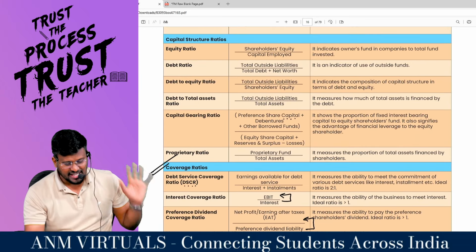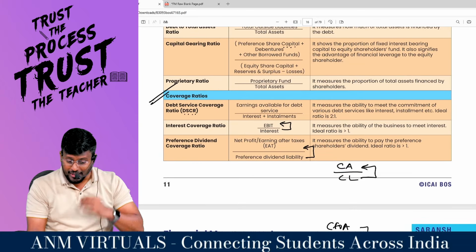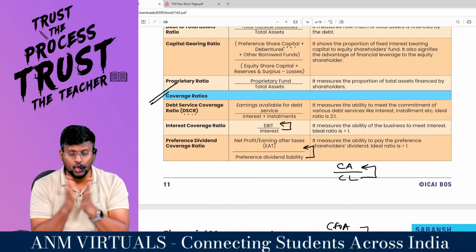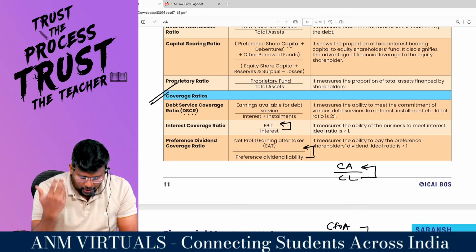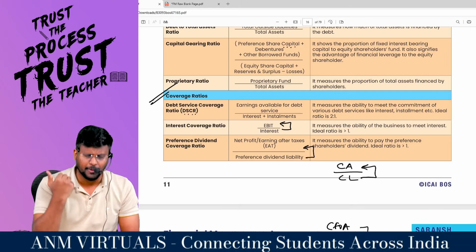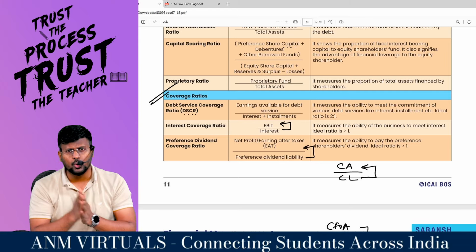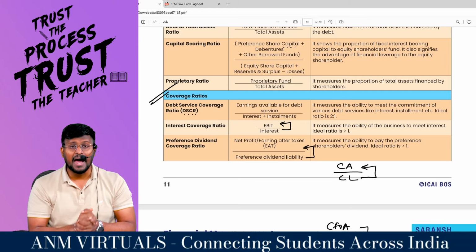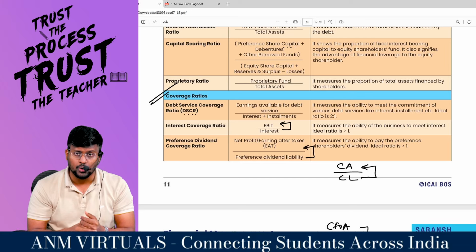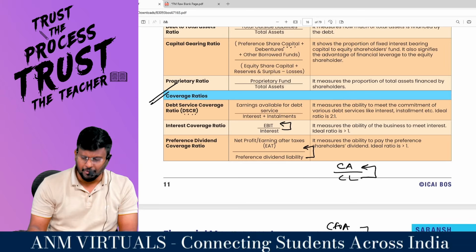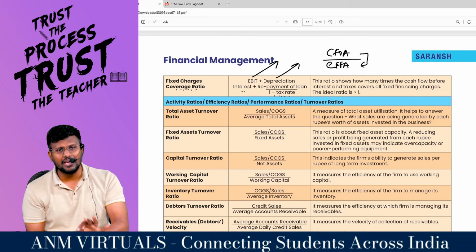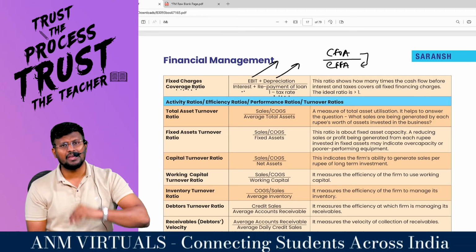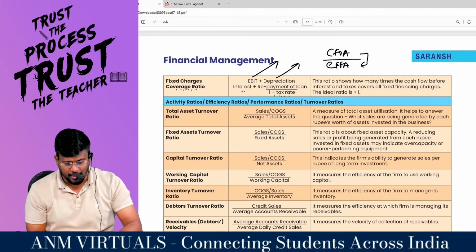Super, sir. The second family also comes to an end. Can we quickly recall? Will you also open your mouth? Join along with me. Debt service coverage ratio is equal to earnings available for debt service divided by interest plus installment. Interest coverage ratio is equal to EBIT divided by interest, and preference dividend coverage ratio is equal to PAT divided by preference dividend, and the fixed charges coverage ratio is equal to EBIT plus depreciation divided by interest plus installment divided by 1 minus T.